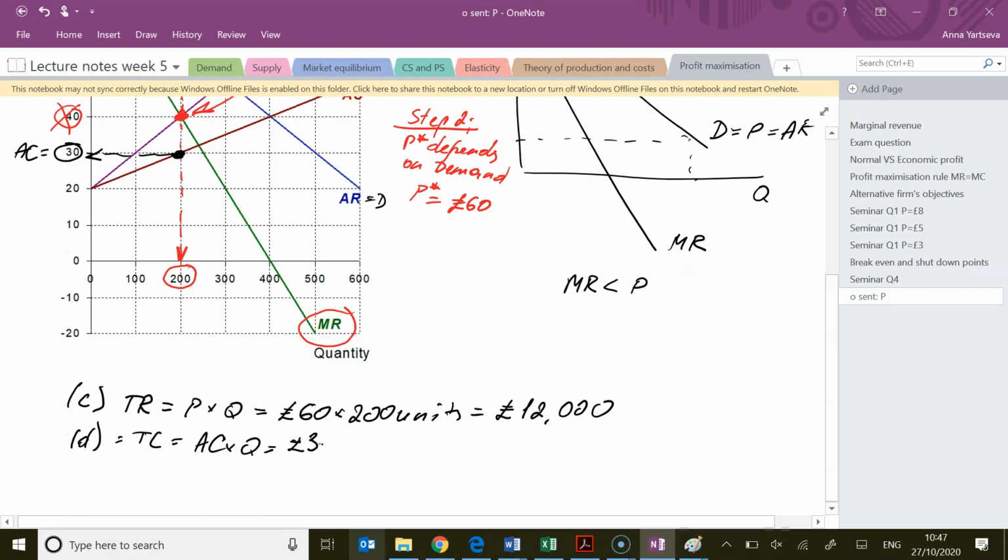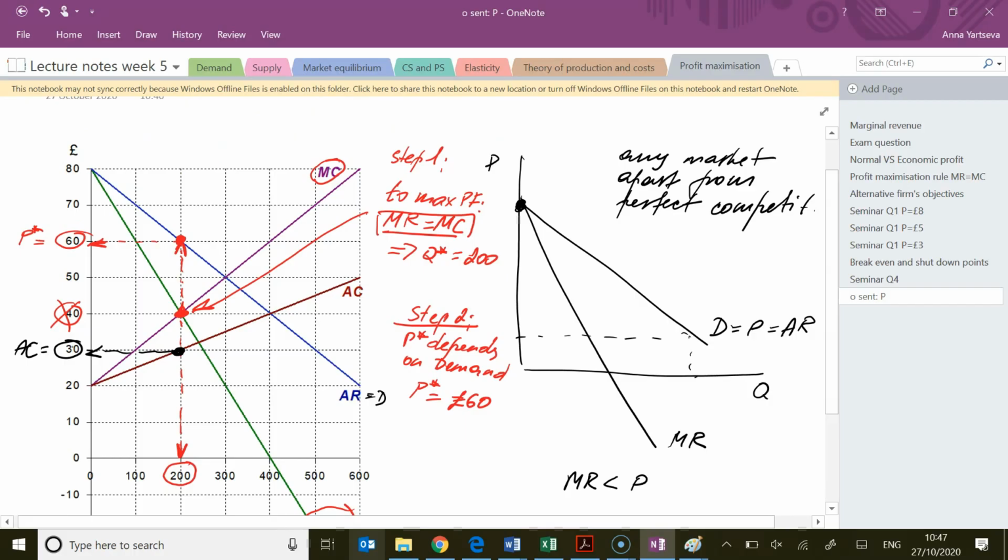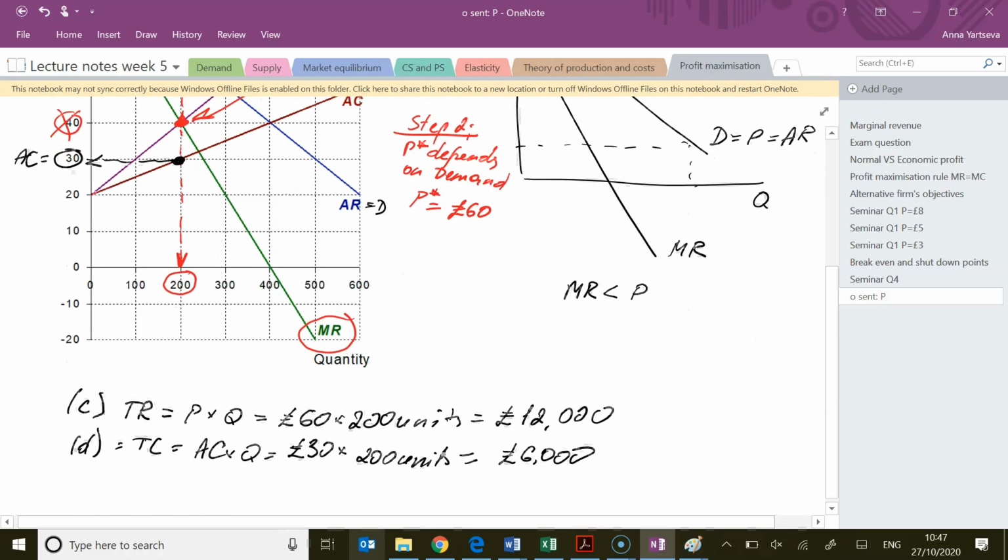If it costs us 30 pounds per each unit, and we make 200 units, it implies that our total cost is 6,000 pounds. 30 pounds per each unit times 200 units, that's our total cost, 6,000. Are you with me? Next question, obvious question, what is the profit?